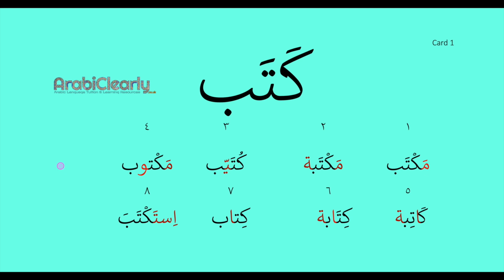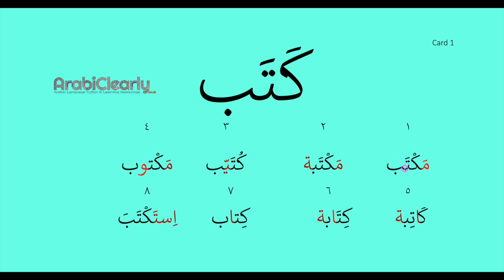Here we've got the verb katab. The verb katab is a root verb and it's standard, not irregular. Katab, which means to write. What you see I've highlighted in red, it's called the derivatives. So maktab, it's a name of a place where the action takes place. Maktaba is the name of a place but feminine.